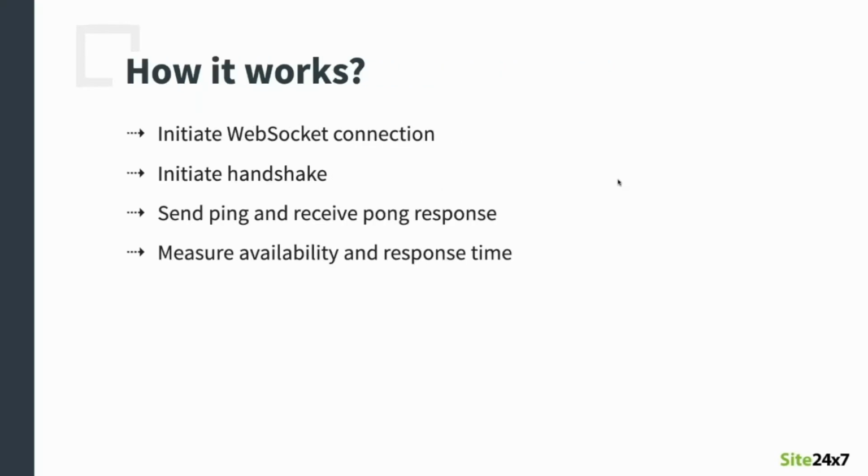Let us now understand how the WebSocket monitor will work. The monitor works by initiating a handshake from a secure WebSocket URL. If the handshake is unsuccessful, the monitor will report the status as down. If it is successful, a ping message is sent to the other end of the WebSocket and a PONG response is received. Once this PONG response is received, the WebSocket's availability and response time are determined.